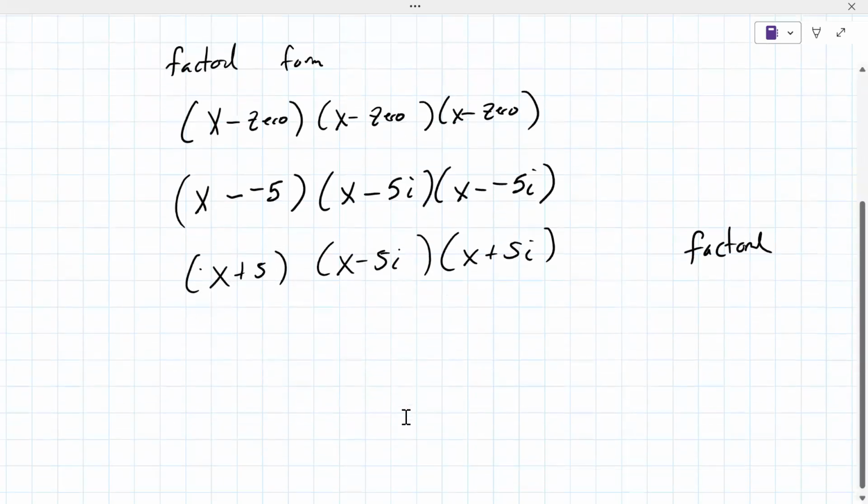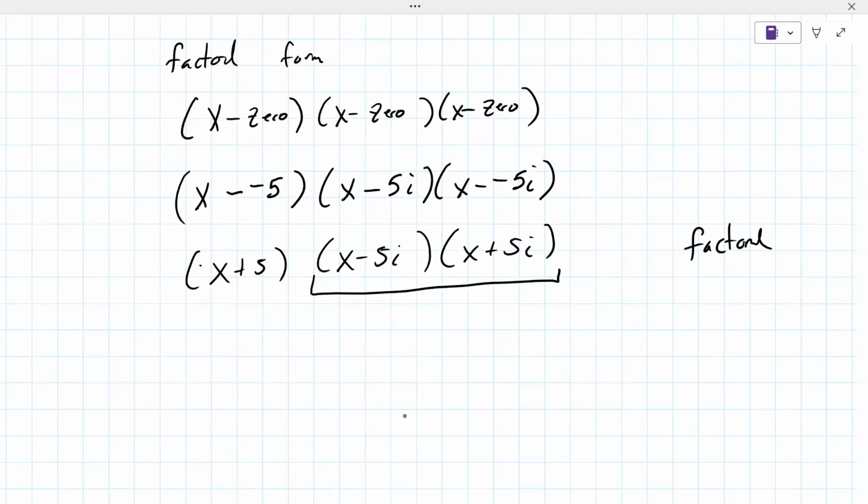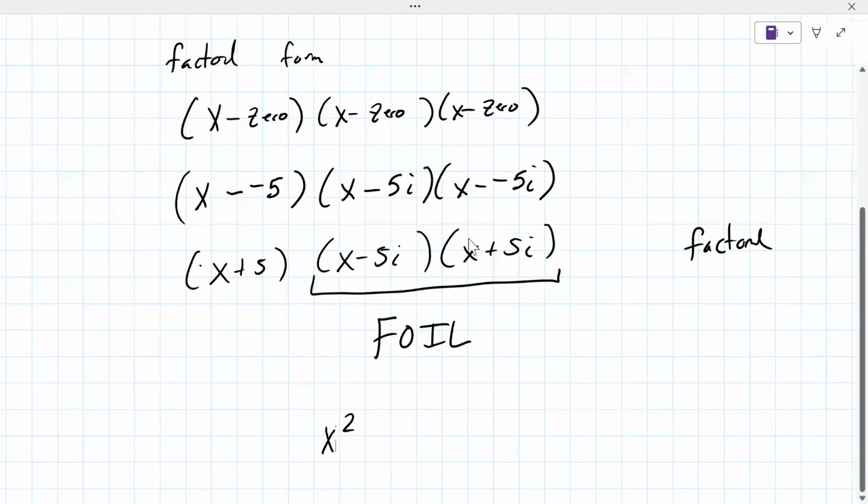All right, and you actually expand this one on the right here first. Do you remember this acronym, FOIL? Sometimes students call it the rainbow method. You're going to multiply the first times the first. What is x times x? X squared. Now the outside is x times positive 5i. So we're going to write that as 5ix, which looks weird, but just go with it for the moment.